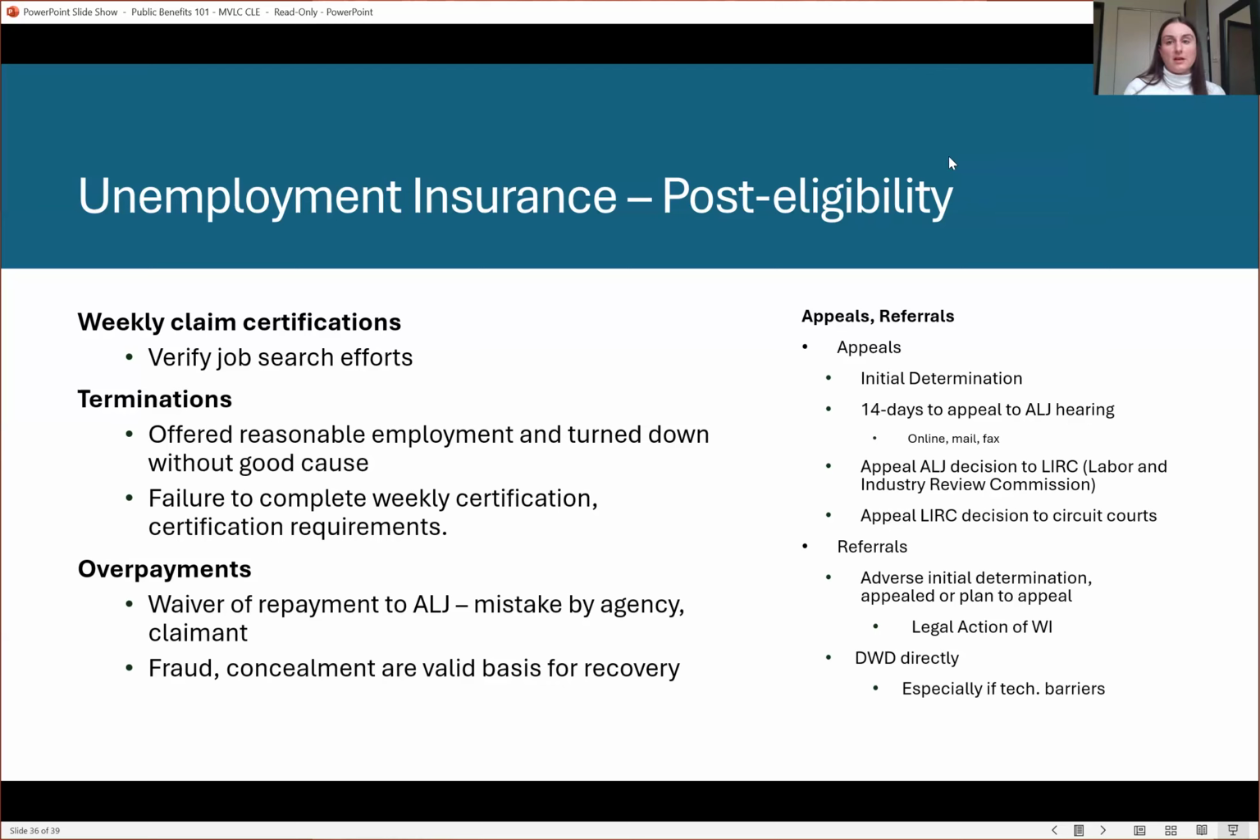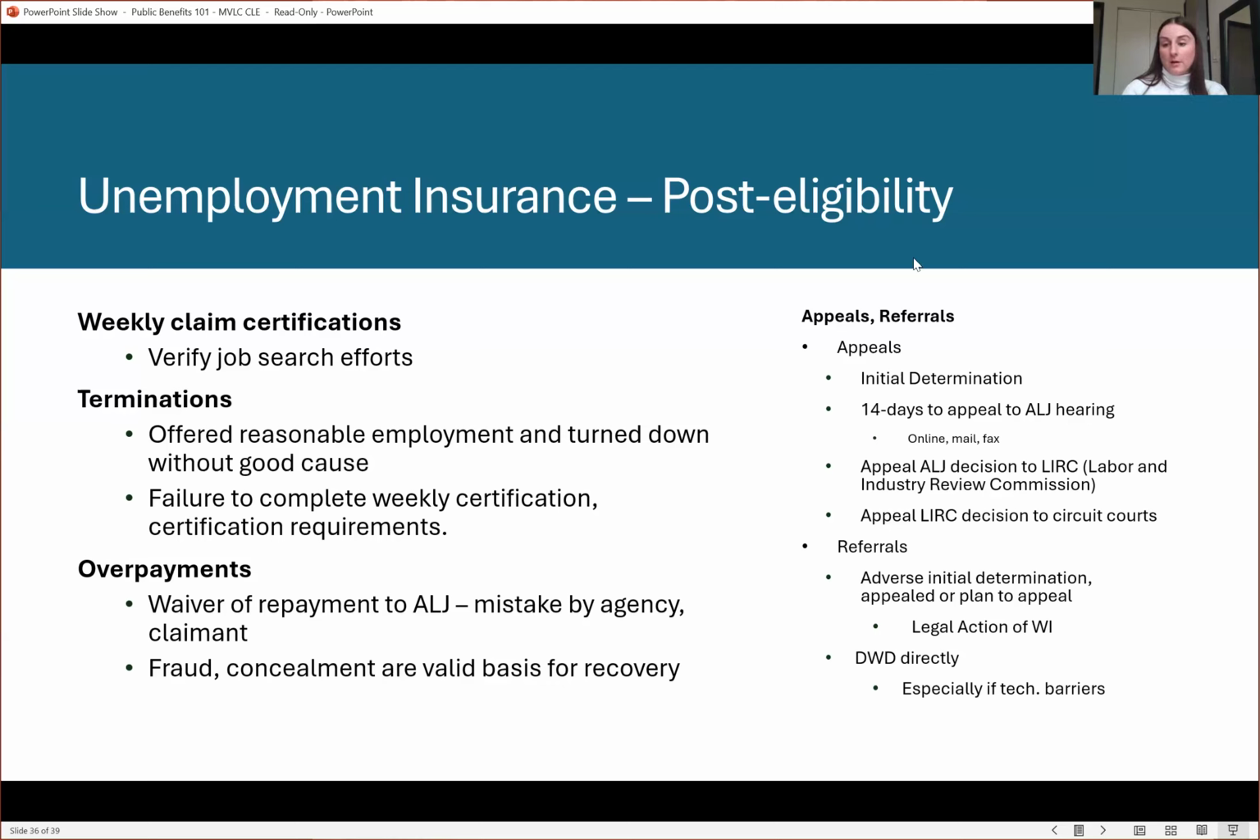Okay, post-eligibility stuff that comes up for UI. You need to do weekly claim certifications that involve verifying you're doing those job searches. If you aren't doing those, you could be terminated if you're not doing your weekly certifications. You could also be terminated for being offered reasonable employment and turning it down without good cause.